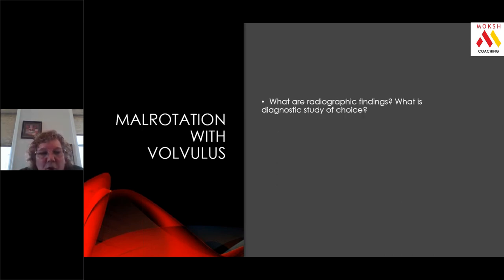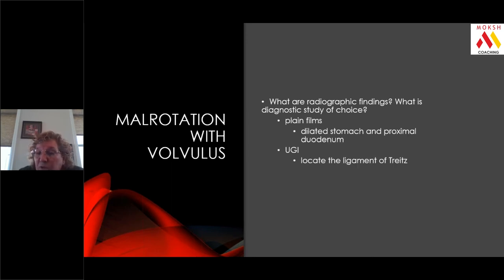And this one is different also. So you can start with plain films to look and just see if you can see anything. Mostly when we get plain films, to be honest, we're looking to see if they're perforated, because if they're perforated, it's a surgical emergency and upstairs they go without passing go. If you get plain films on a kid with malrotation with volvulus, you're going to see a dilated stomach and proximal duodenum because it's twisting.